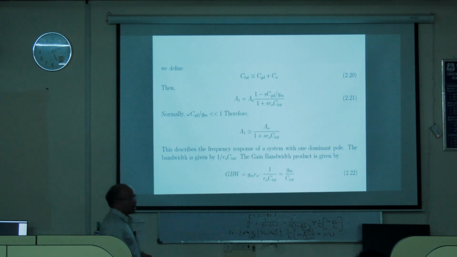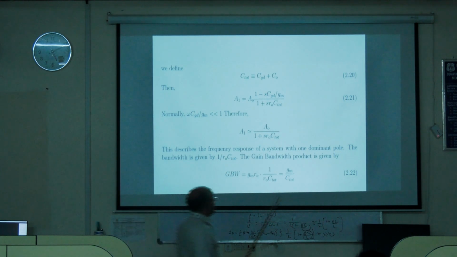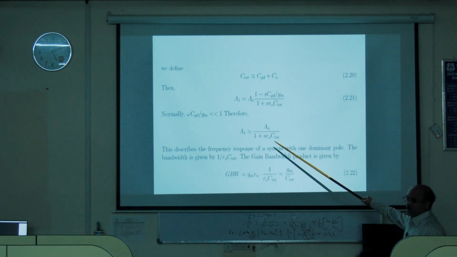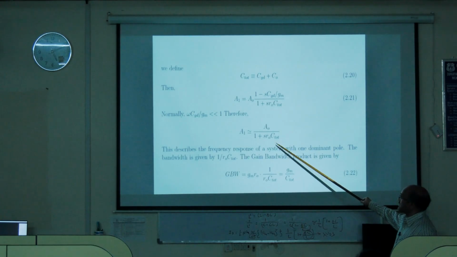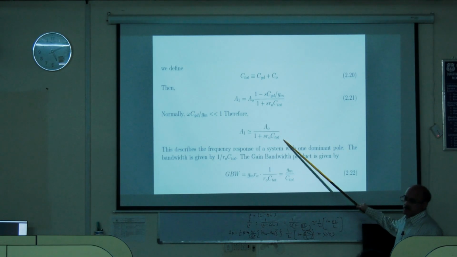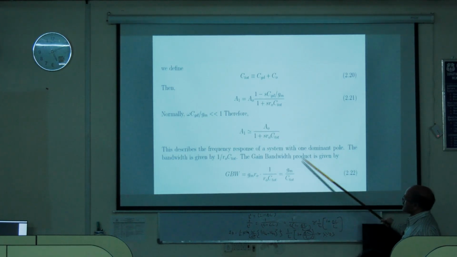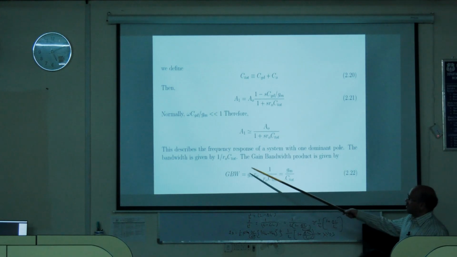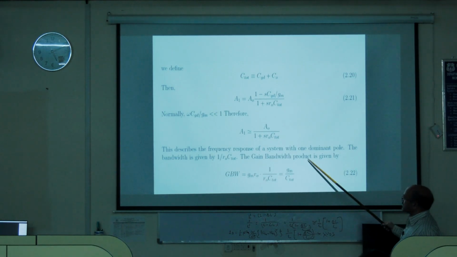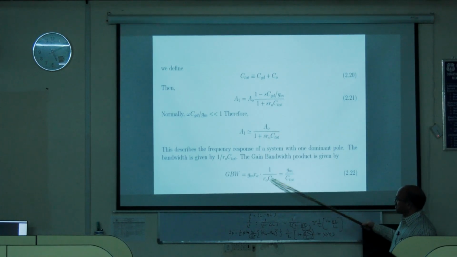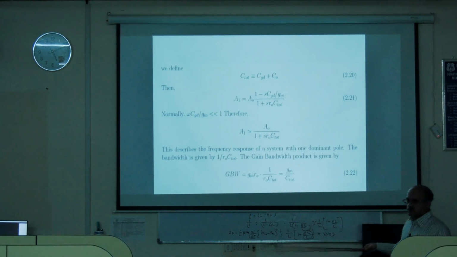Before we go to that, please see that this describes the frequency response of a system with one dominant pole. What is that pole here? If you want to evaluate, omega is equal to 1 by r naught C total. Therefore the bandwidth is given by 1 by r naught C total, and the gain bandwidth product, with gain GM r naught multiplied by bandwidth 1 by r naught C total, is simply GM by C total.